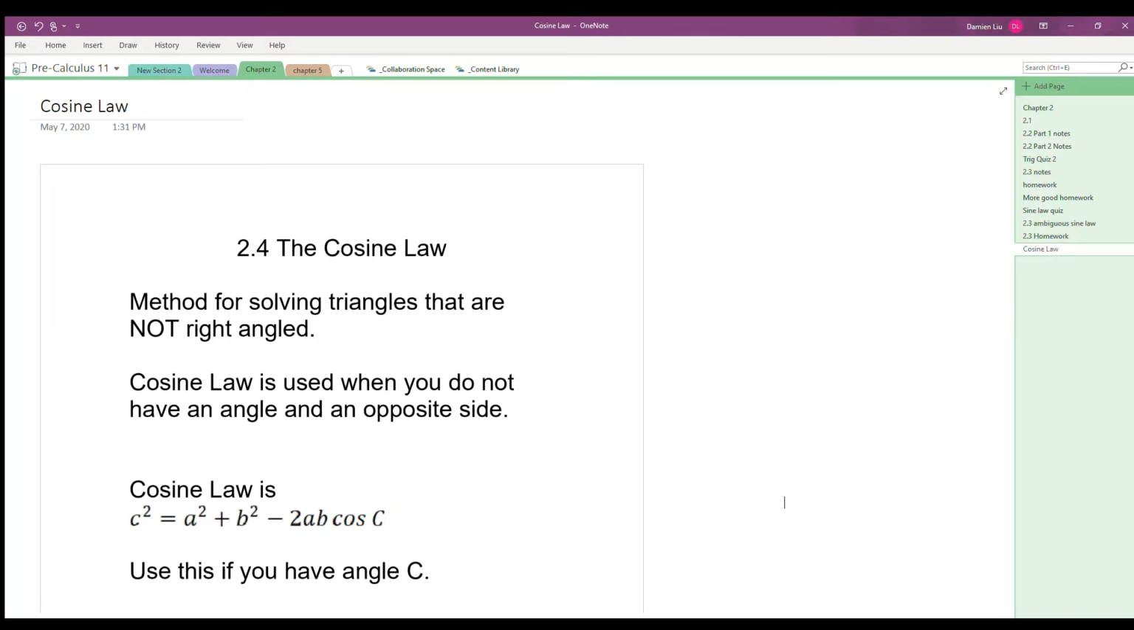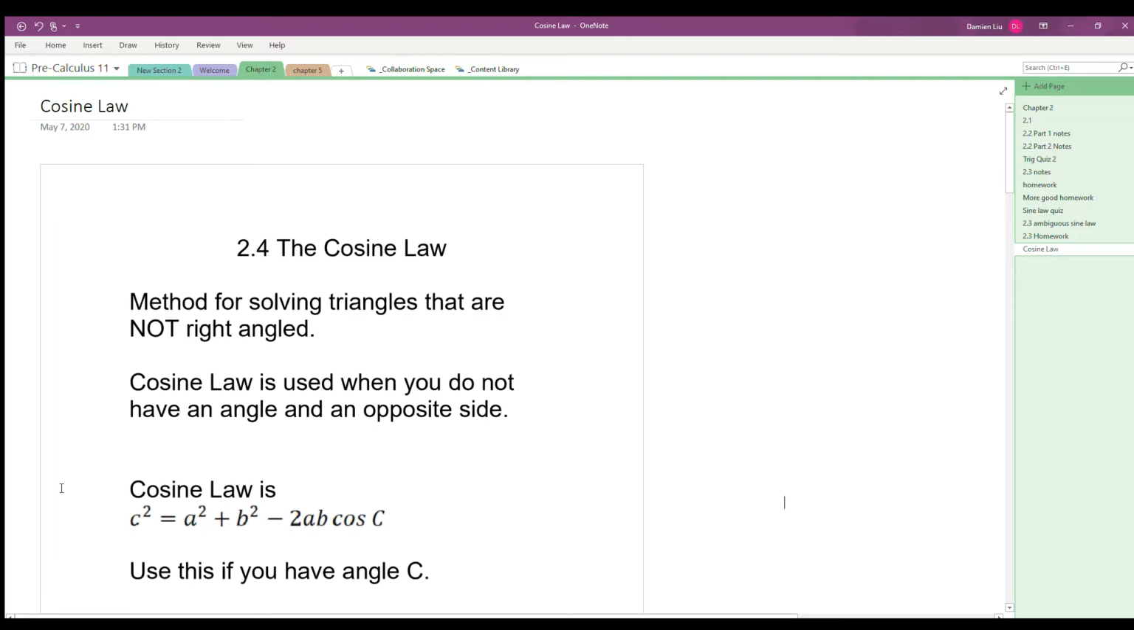So here is cosine law as a formula. C squared equals A squared plus B squared minus 2AB cos C. Now that seems like a mouthful, and it is. And typically on an exam or a test, this is your standard cosine law formula that's given to you. Let me just explain it to you. C squared, so one of the sides, is equal to A squared plus B squared, take away 2ABC, which is 2 times A times B times cos of the angle C.